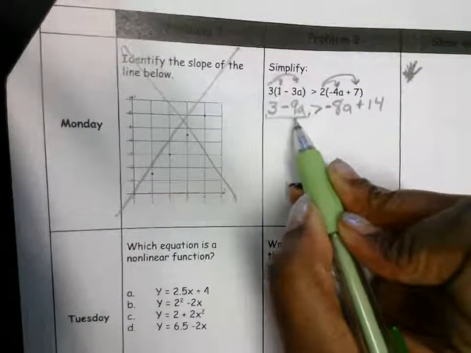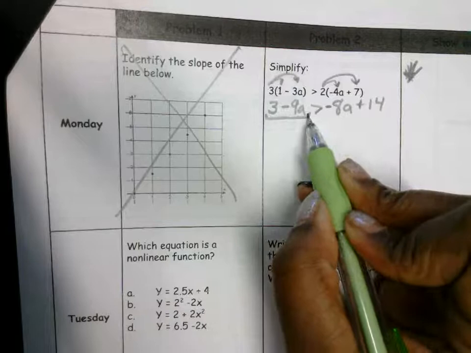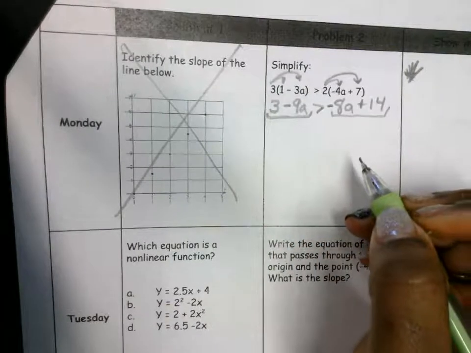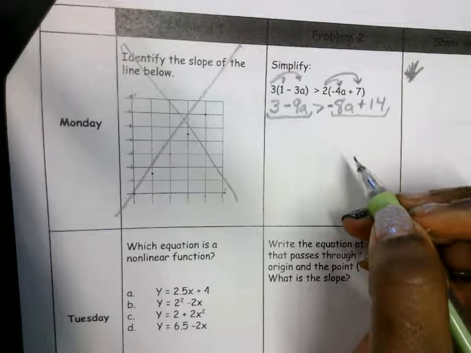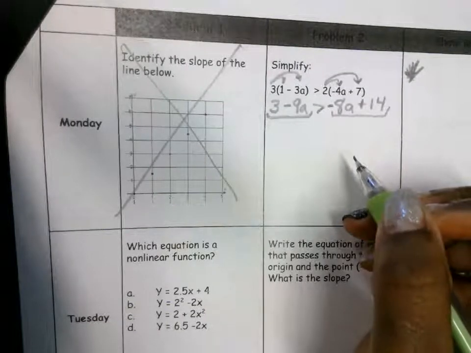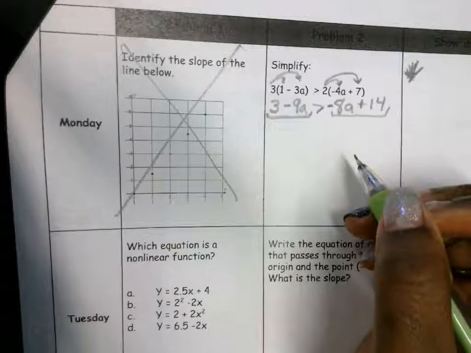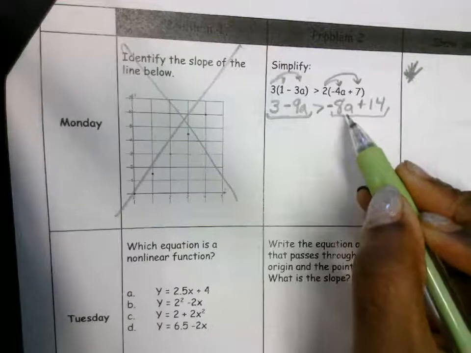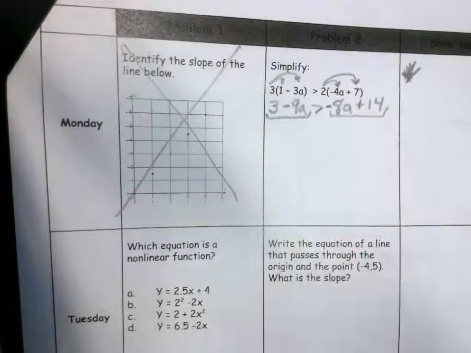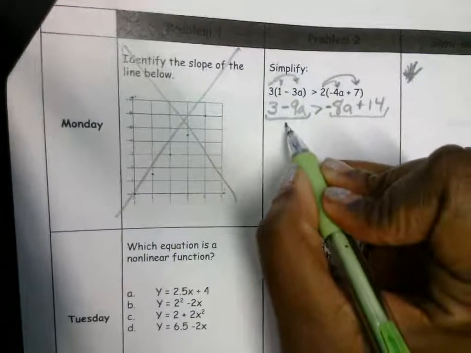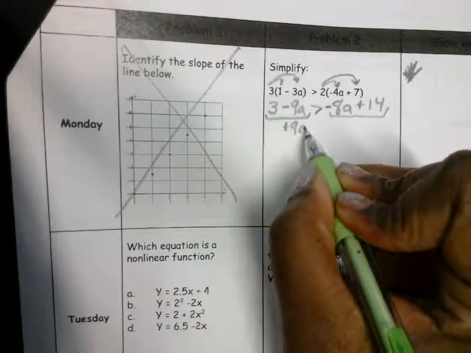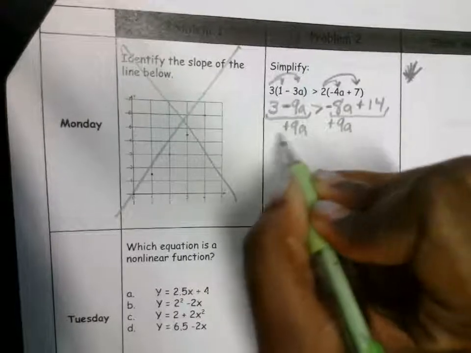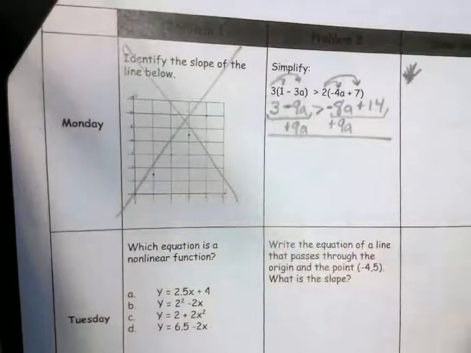I cannot combine these terms because they are not like terms. Nor can I combine these terms. They are not like terms. Third step, move the variables to the same side. I'm going to move the negative 9a to the other side of this inequality. Since I want to work with positive numbers, I'm going to move the smaller one. The inverse of subtraction is addition. So I'm going to add 9a to move it to the other side of the inequality.